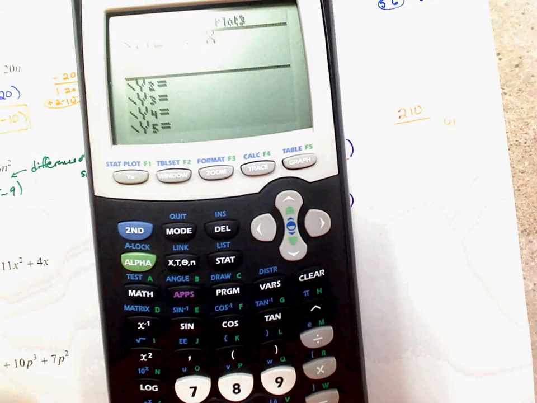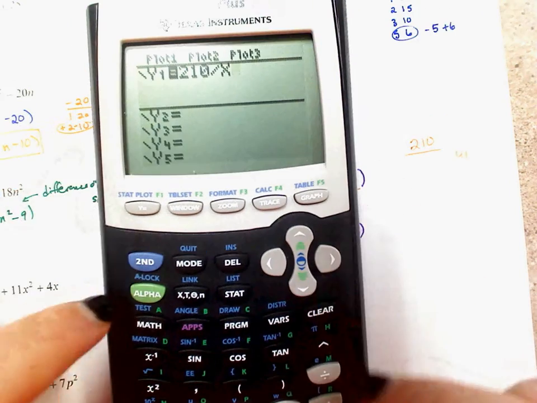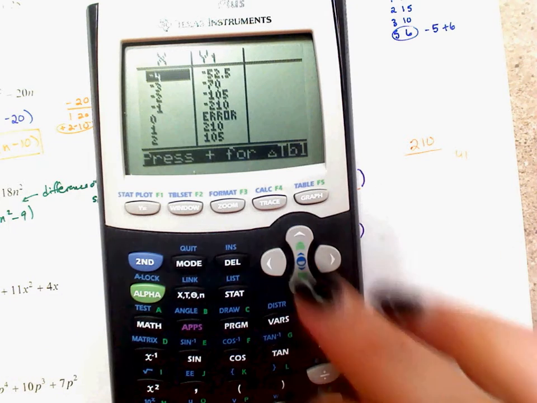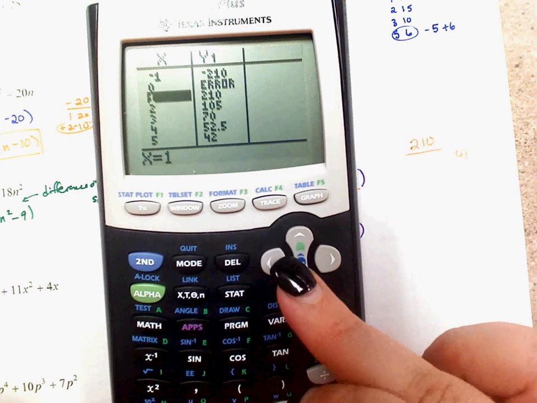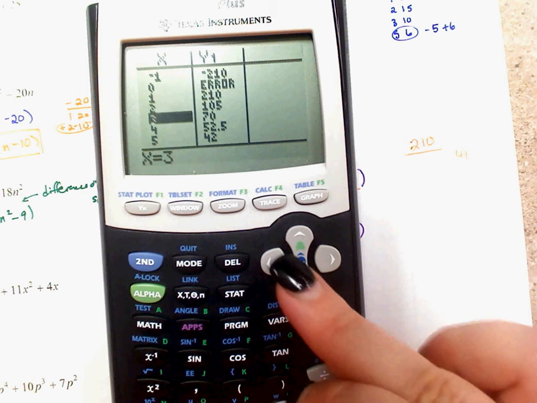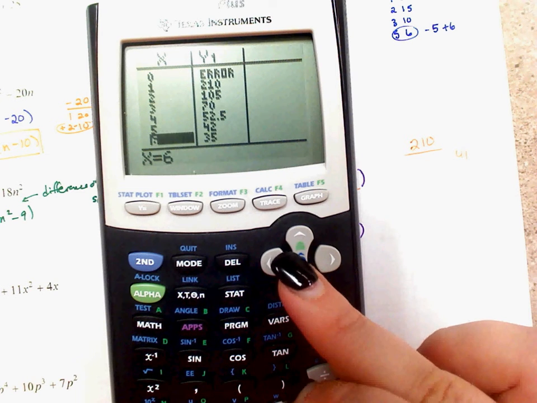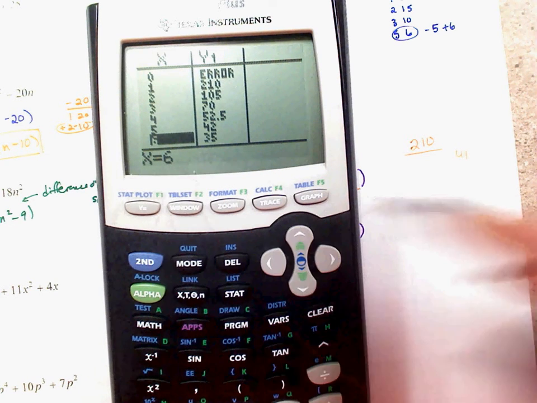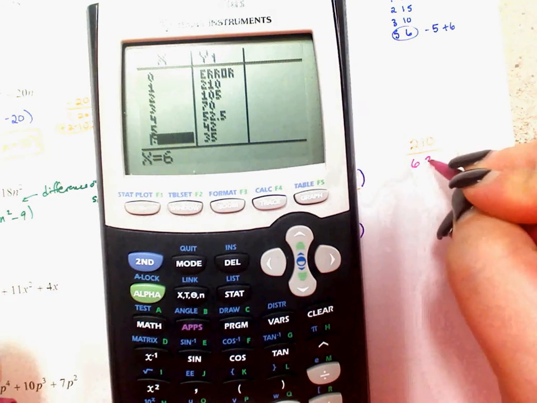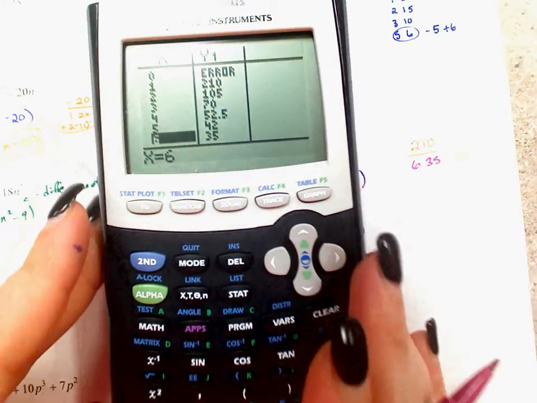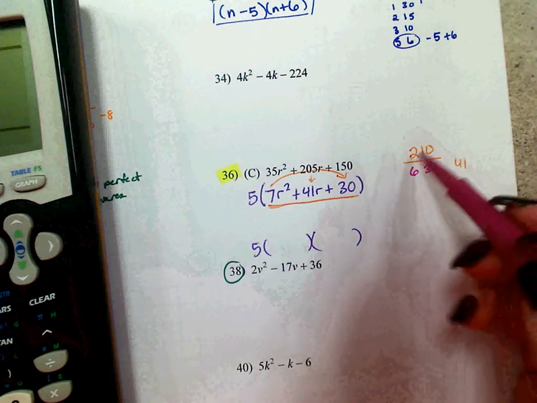Okay? Sorry, you couldn't see that. And then go second graph and second table. And I look and I see, okay, 1 and 210, 2 and 105, 3 and 70, 5 and 42, 6 and 35. And I'm trying to add up to 41. So I think those are it. I don't think, I know. And I don't have to worry about signs because they're both positive, positive 210, positive 41.